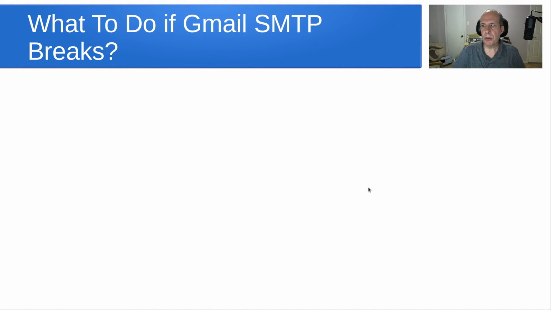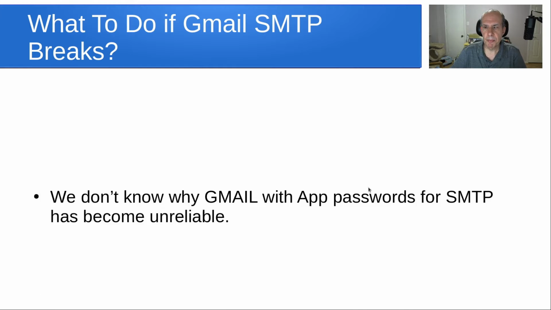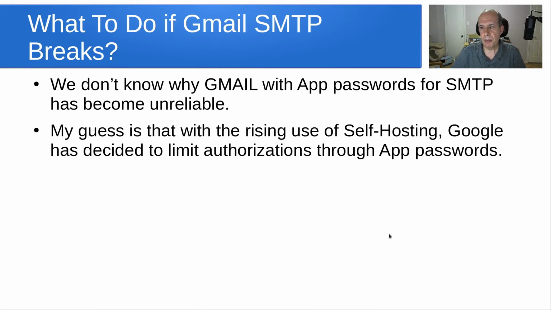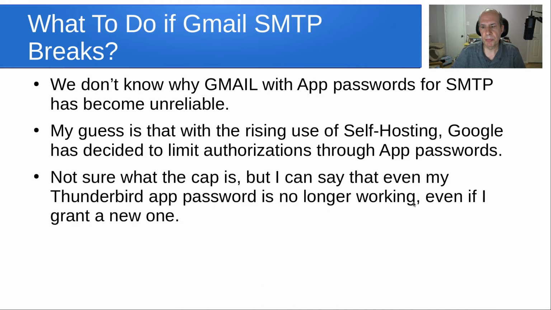So what do I do if Gmail SMTP breaks? Well, we don't know why Gmail app passwords for SMTP have suddenly become unreliable. I mean, I've used it for a couple of years and never had any problems. My guess is that with the rising use of self-hosting, Google has somehow decided to limit authorizations through app passwords. I'm not sure what the cap is, but I can say that even my Thunderbird app password is no longer working, even if I grant a new one. A new app password, that is.